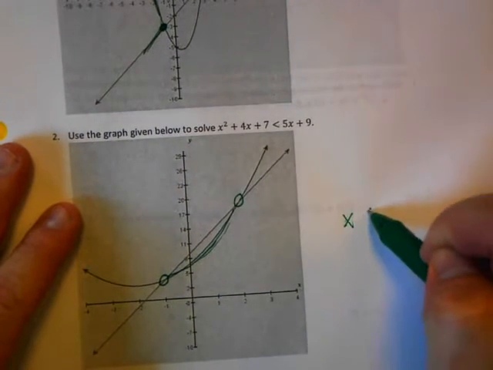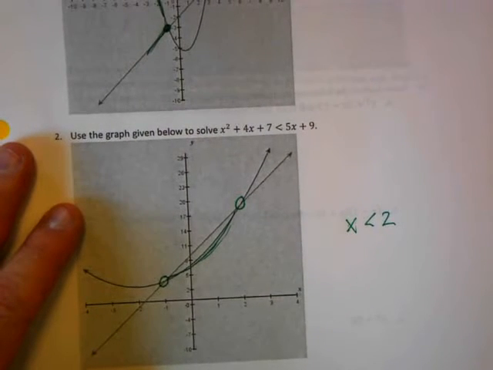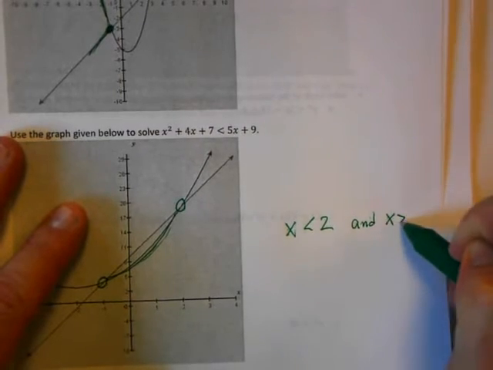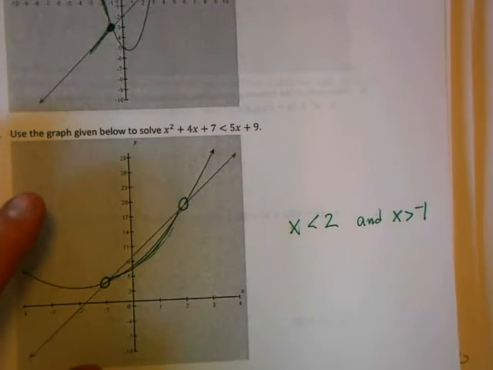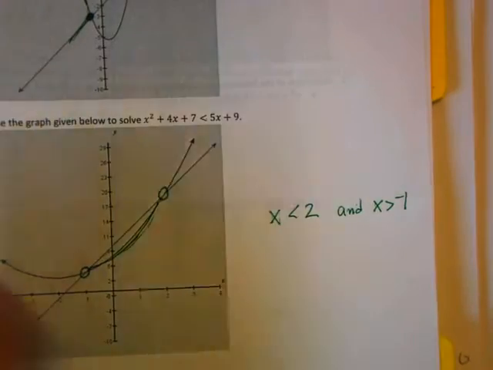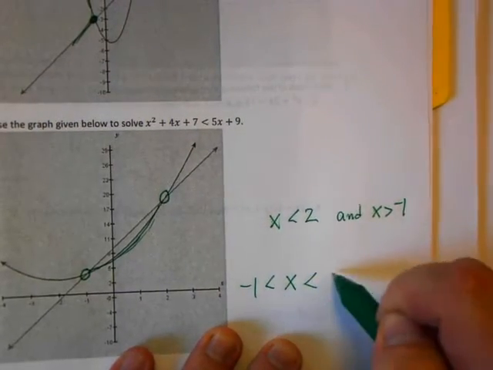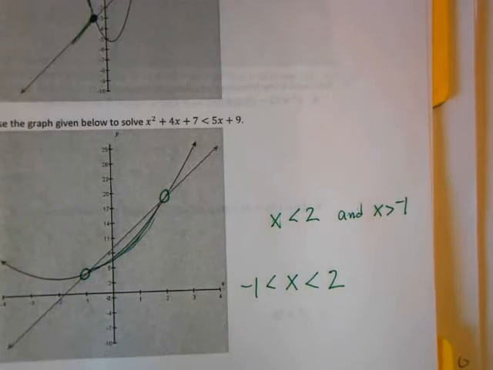X is less than 2. Go ahead. And greater than? And greater than -1. That would be a correct answer. But that's not usually how we write it. The way we usually write it is x is in between -1 and 2.